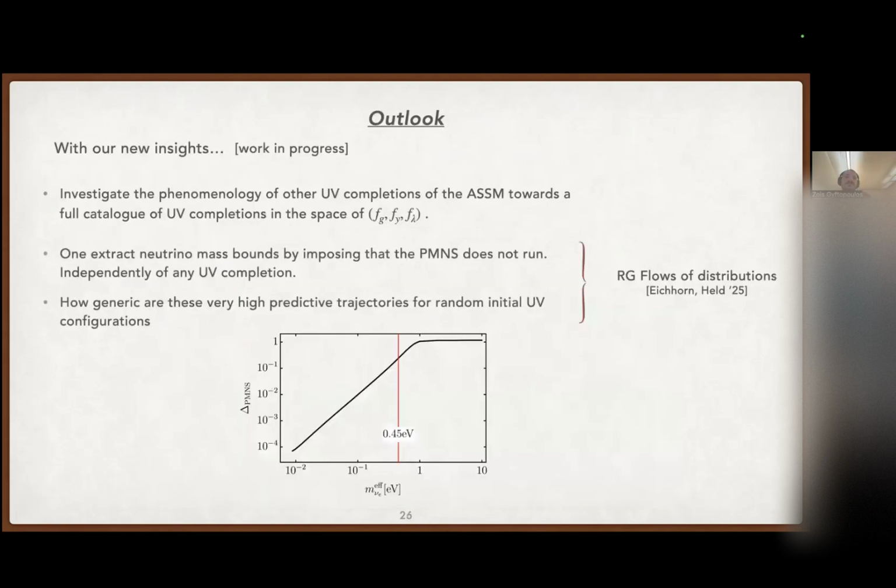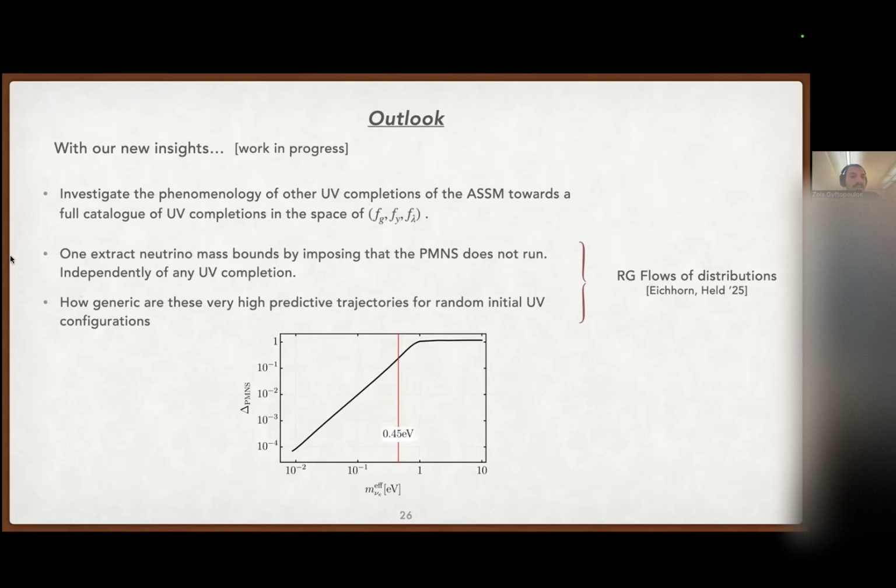And as a finishing slide, I would like to present the outlook, which is basically the current work in progress. We are planning to investigate the phenomenology of other UV completions and essentially work towards having a full catalog of all the possible UV completions from which the standard model can emerge, in the space of this playing with this coupling, where F lambda is the gravitational contribution to the Higgs quartic coupling.